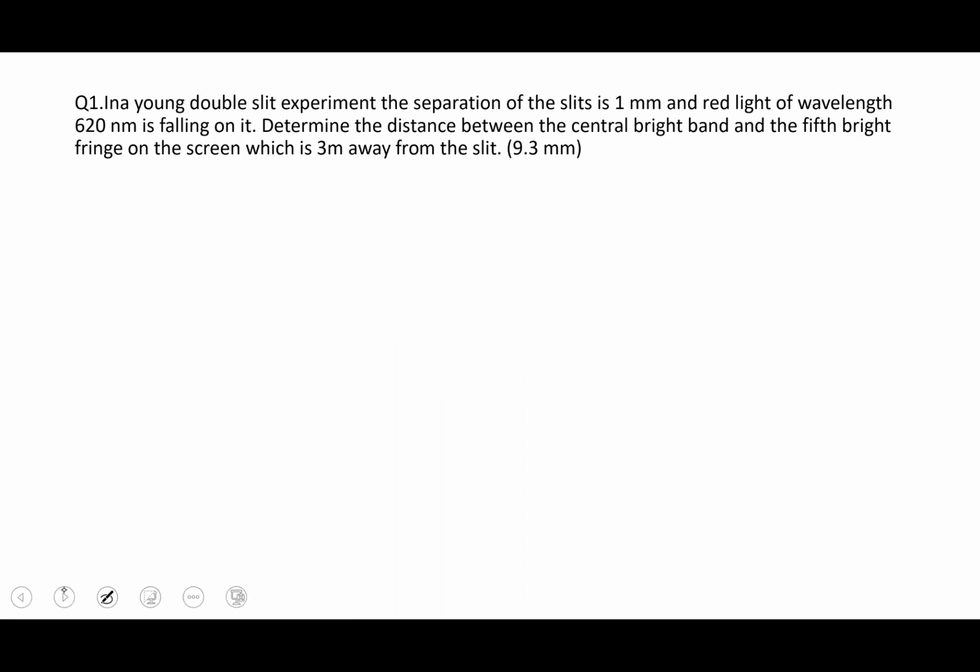Let us look at the first numerical. It says, in a Young's double slit experiment, the separation of the slits is 1 millimeter. Let's assume that we have the Young's double slit experiment over here, and these are the two slits, and the distance between the two slits, according to the question, is 1 millimeter. So this is our d.